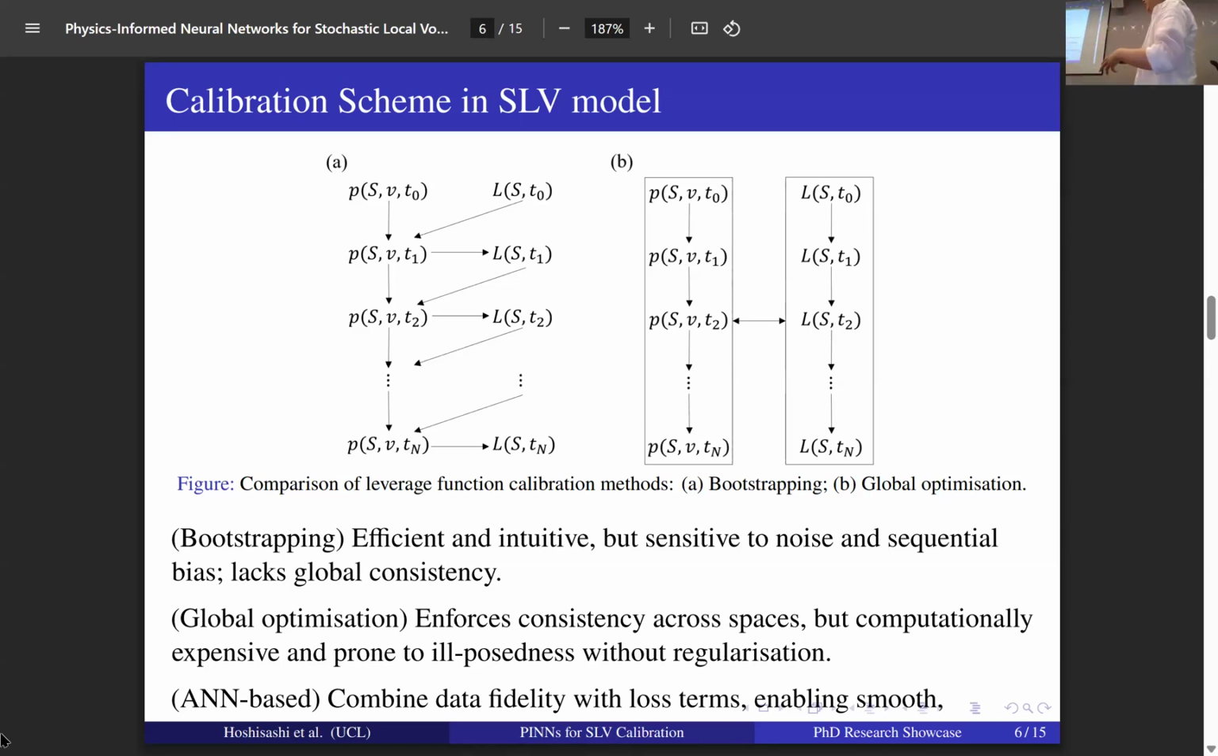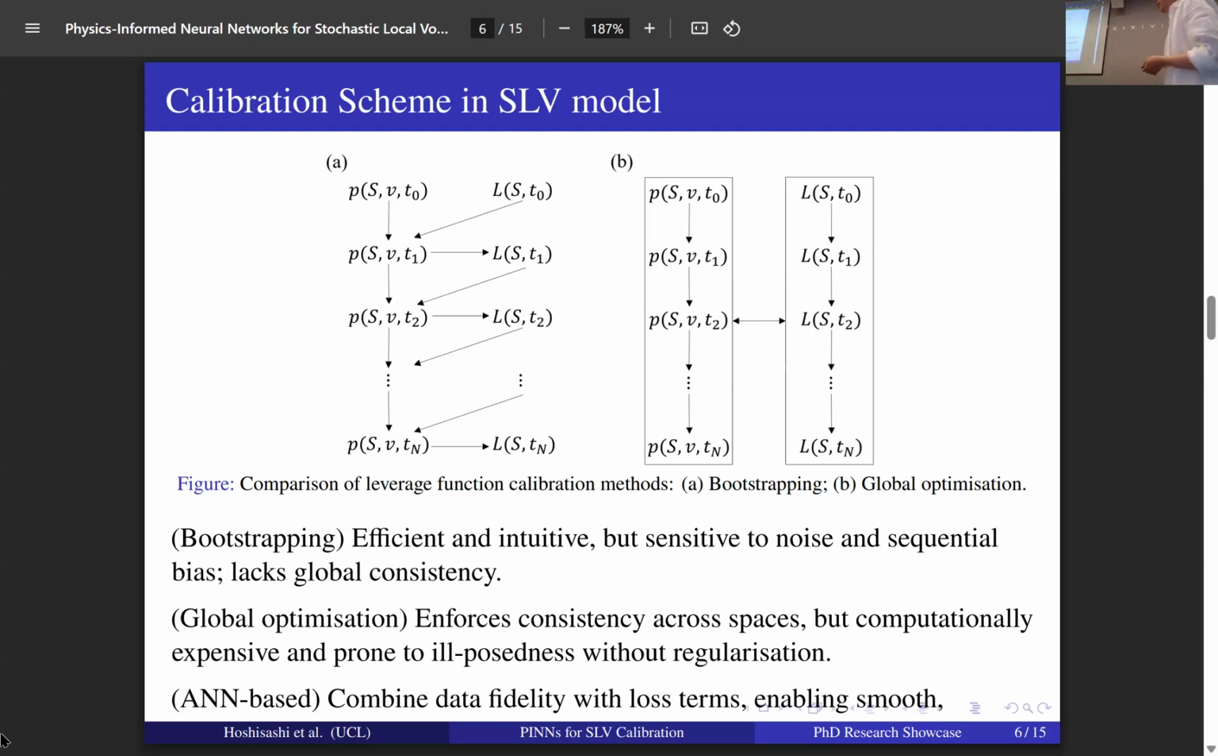So then we can solve the p at any time point at once, and then we can compare whether the value function obtained matches the PDE or not. So that's a global optimization method, but it's really computationally expensive, and without any regularization techniques, it does not work well.